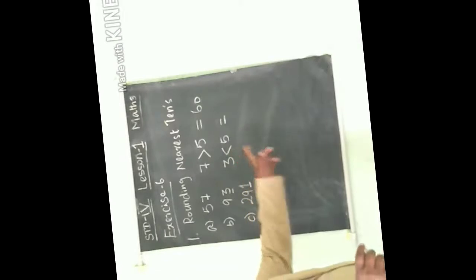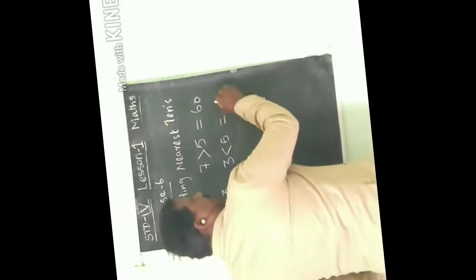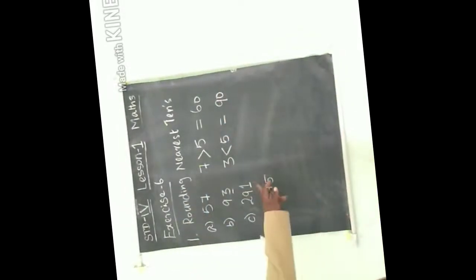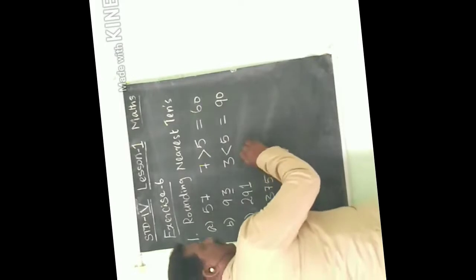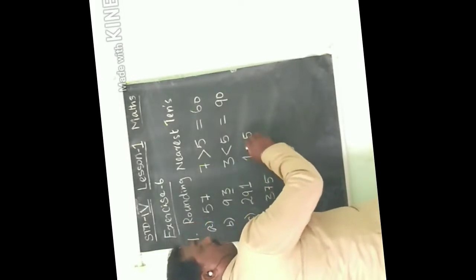Less than 5, so what is the rounded number? The lowest rounded number, 90. 90 is the rounded number. Okay. Then ones, tens. So this is the nearest 10. So compare 1 and 5. So it's below 5, so we put less than. So how do we round?